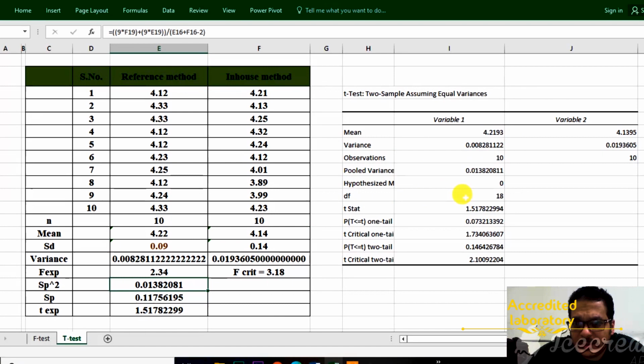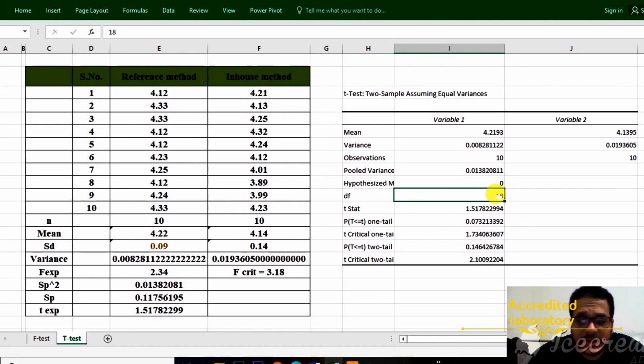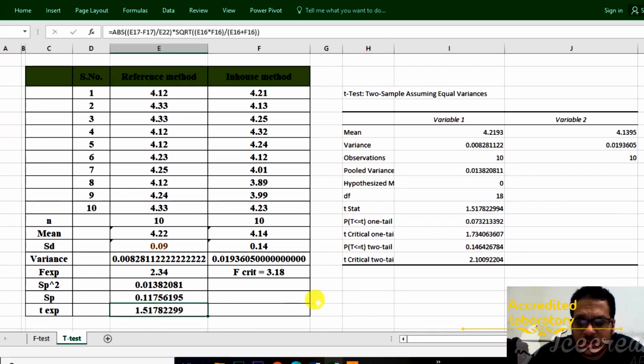Then the degrees of freedom, as we said, N1 plus N2 minus 2. We have 10 replicates for group 1 and 10 replicates for group 2, minus 2, it will be 18. And T experiment is equal to 1.517.